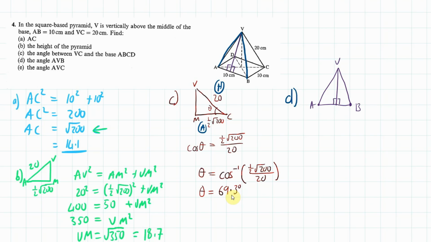Now, what do we know about this? Well, we know that VA is 20, and we know that half of AB is 5. And so then we can work out this middle line here, which I made a bit of a hash up of, using Pythagoras. So again, this is our hypotenuse. So we're going to go 20 squared equals 5 squared plus, and we'll call this x squared.